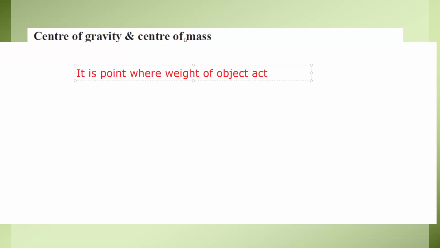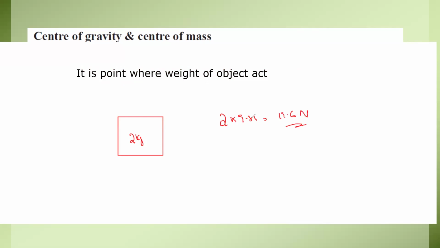So we have an object. Say it has a mass of 2 kilograms. So 2 multiplied by 9.8, what will be the weight? It will be 19.6 newtons, because weight is mass multiplied by gravity. So we got 19.6 newtons as the weight.